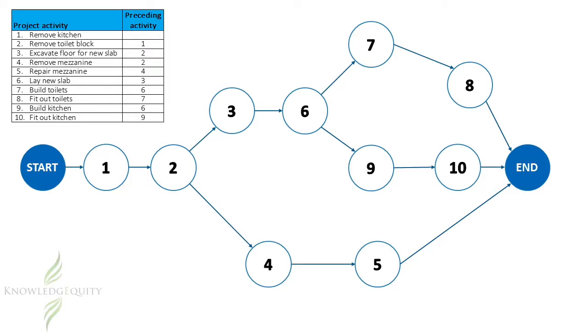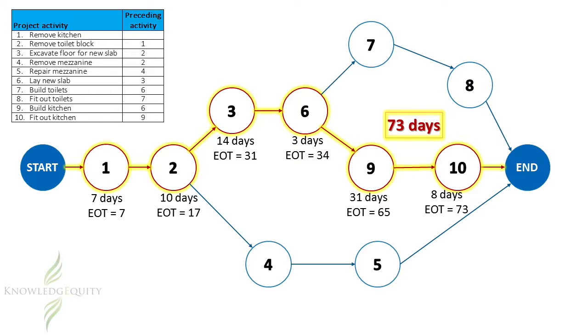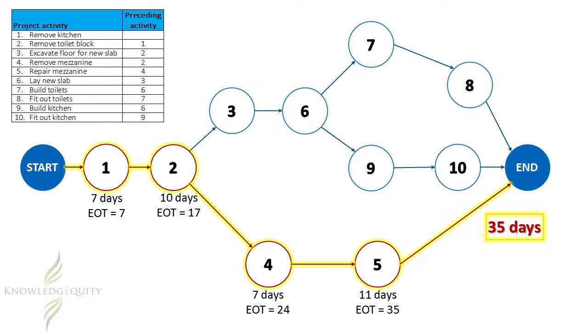We now apply the estimated times from step 2 to these paths and can see that Path A will take 62 days. Path B will take 73 days. And Path C will take 35 days. So how long will it take for us to complete this project?